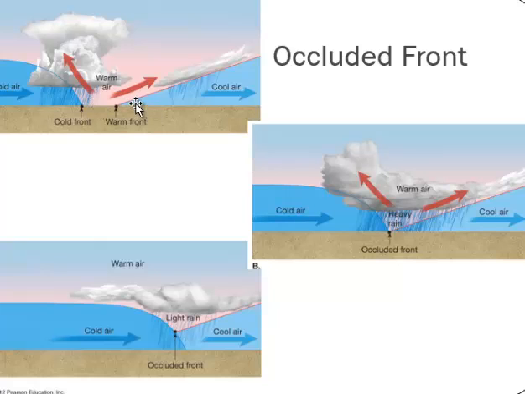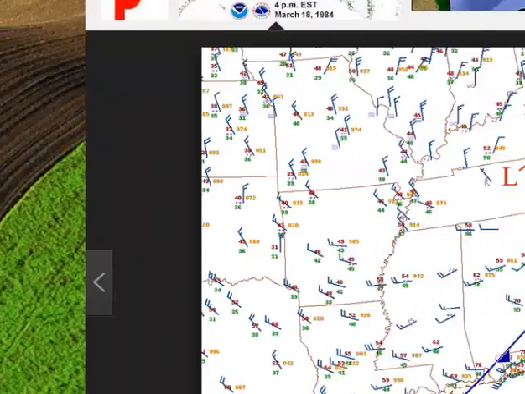Over here you had a warm front which was moving this direction. You had a cold front that was moving in behind the warm front, and so the occluded front happened when the cold air overtook the warm front and forced the warm air up as the two cold air masses linked together. I'll show you what a map with these things looks like.